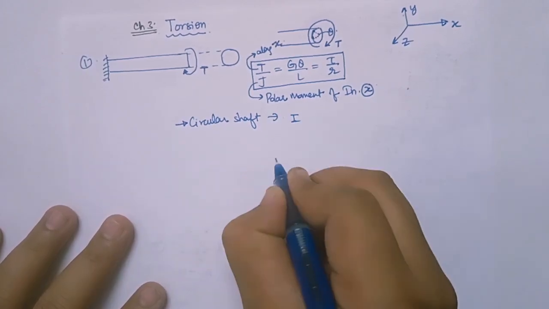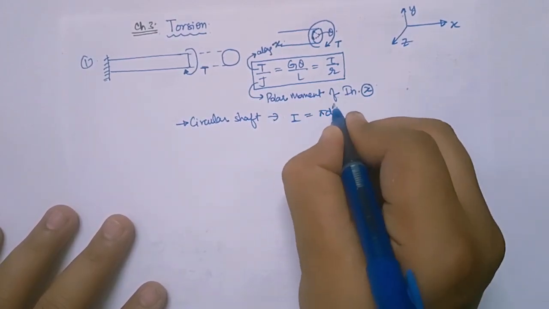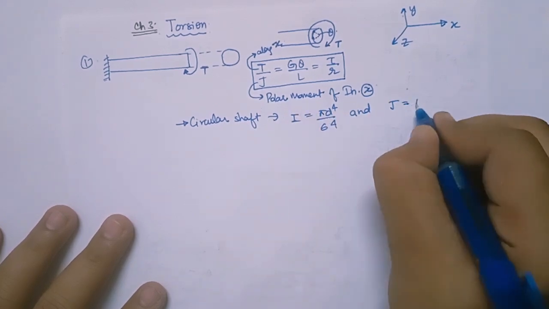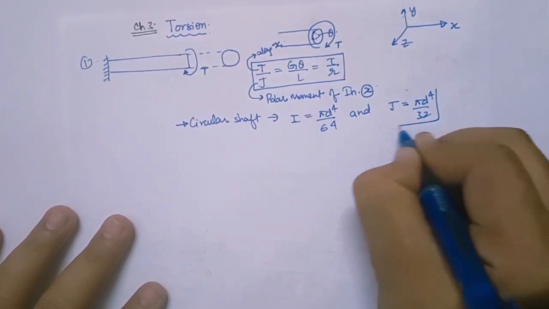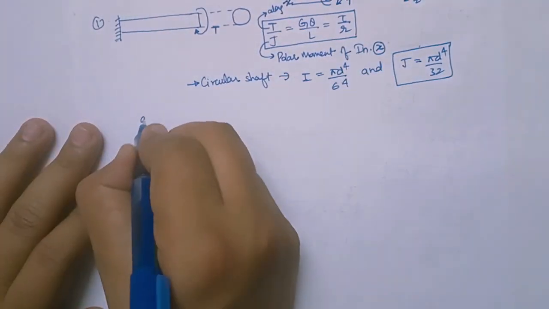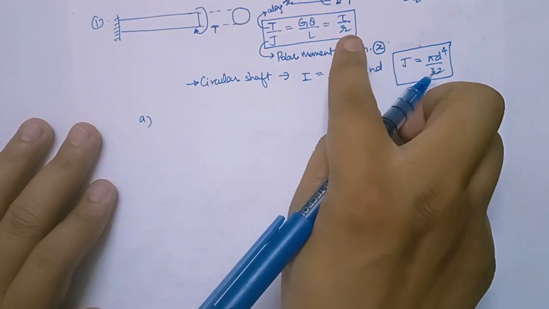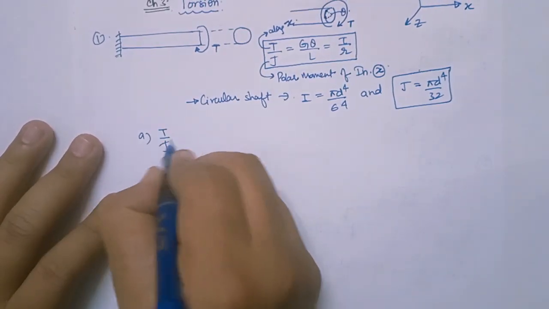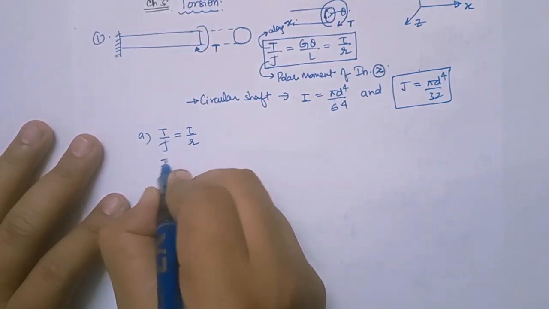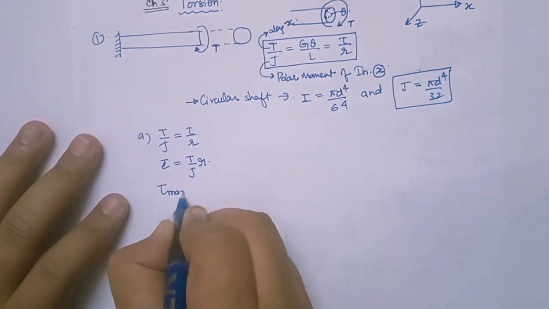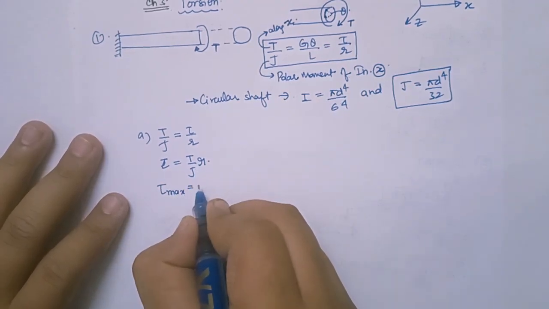For a circular shaft, the moment of inertia is given by pi d^4 by 64, and polar moment of inertia J is pi d^4 by 32, right? And from here we can do two things. I can equate this by this. You can get tau, shear stress. So T by J is equal to tau by R. From here tau comes as T by J into R, and tau max will be 16 T by pi d cube.